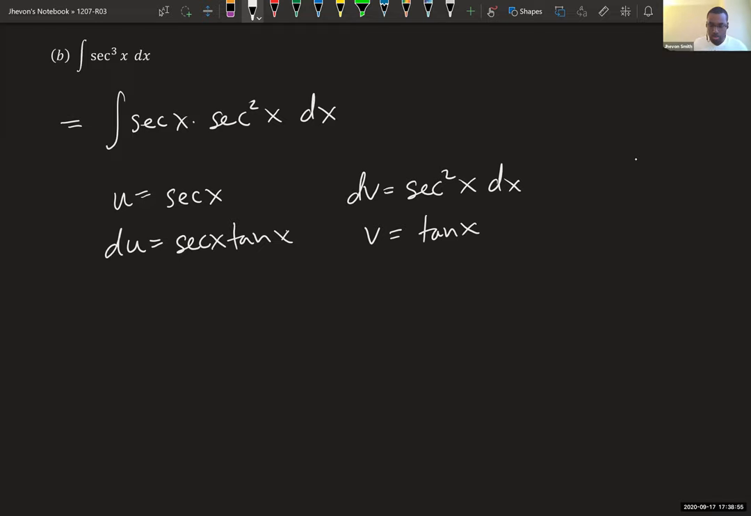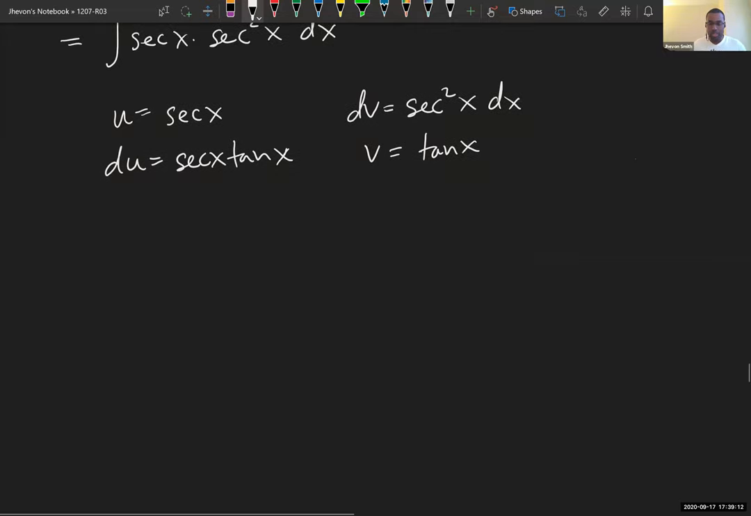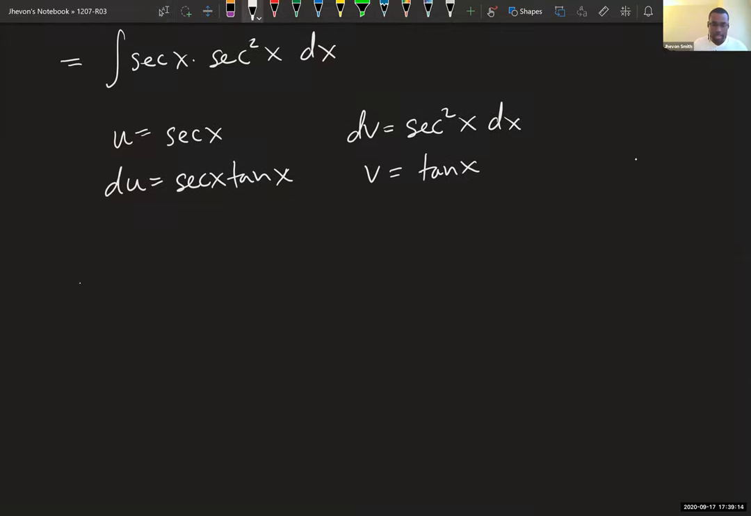Okay, I don't know where this is going. Okay, fine, I do know. I'm just saying that for dramatic effect. We might not know where this is leading, but I definitely prefer these parts as opposed to the one we just tried. So let's actually run with this. Then this will give us u times v minus the integral of v du.